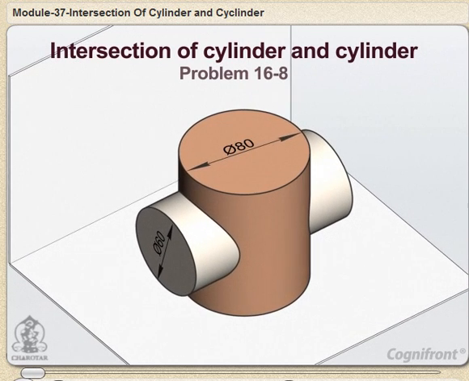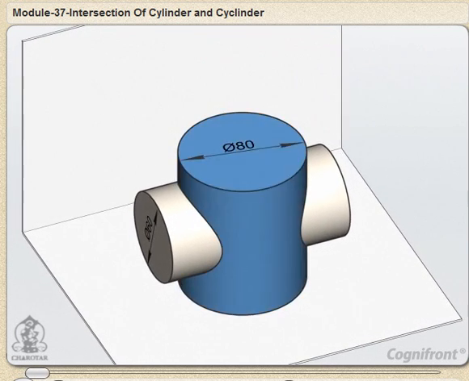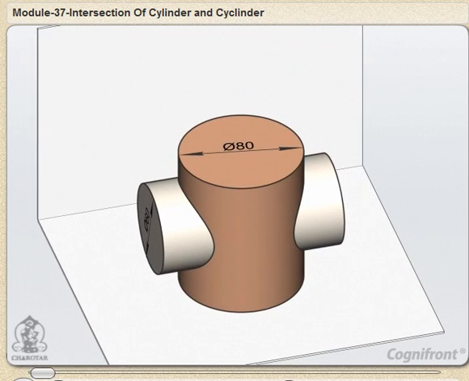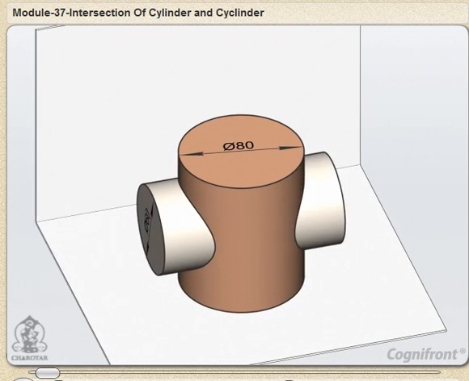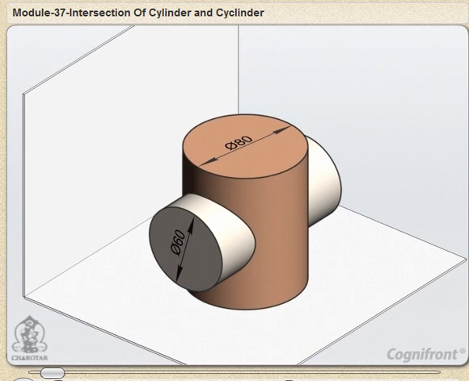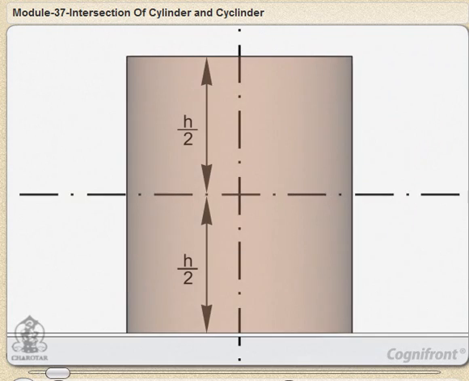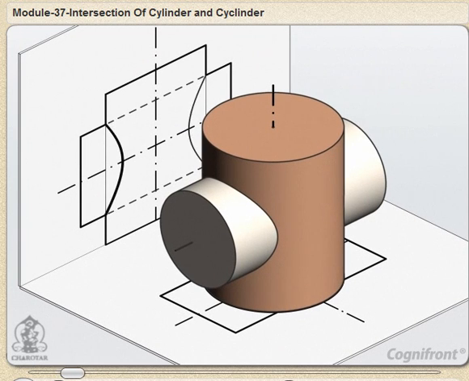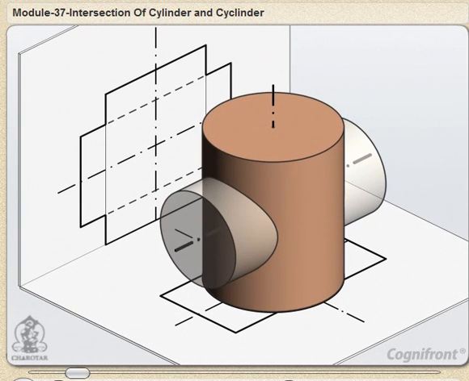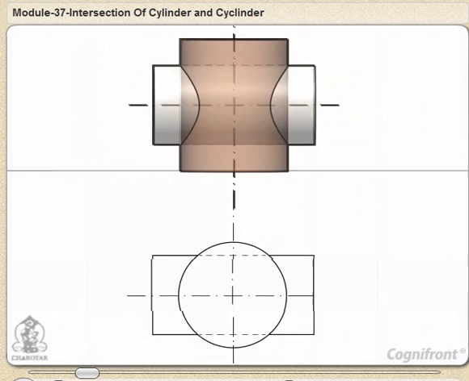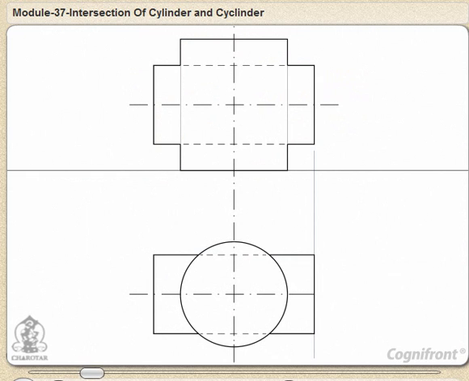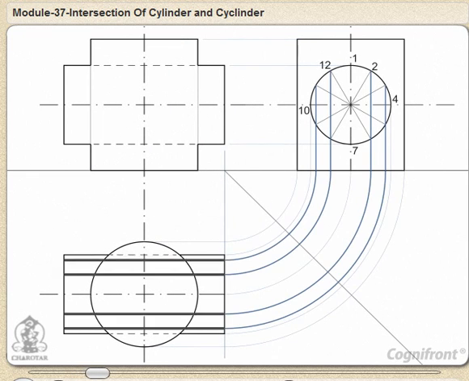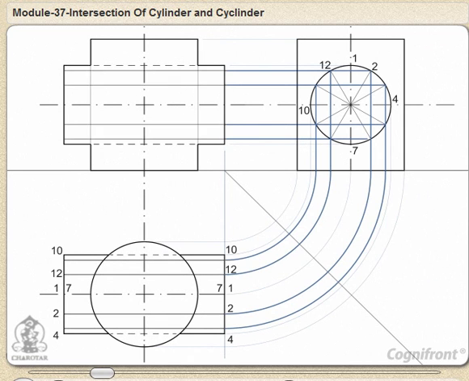Problem 16.8. A vertical cylinder of 80 mm diameter is completely penetrated by another cylinder of 60 mm diameter, their axes bisecting each other at right angles. Draw their projections showing the curves of penetration, assuming the axis of the penetrating cylinder to be parallel to the VP. Draw the front view and the top view and show lines for 12 generators in the horizontal cylinder in both views.